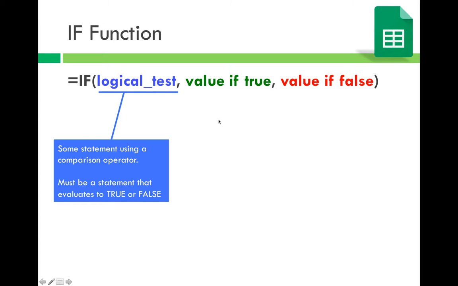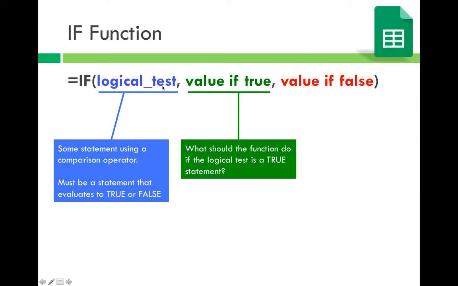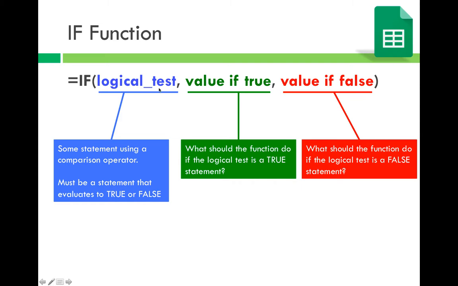If the statement we write in the logical test is a true statement, I want you to jump to the second argument and do whatever it says there. So this is what I'll call the value if true. What are we going to do if the logical test is a true statement? And then the third argument is, well, if the logical test is a false statement, I would like you to jump to the third argument and do whatever it says there.